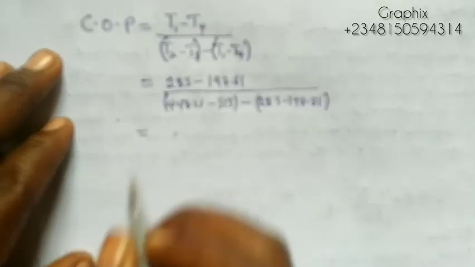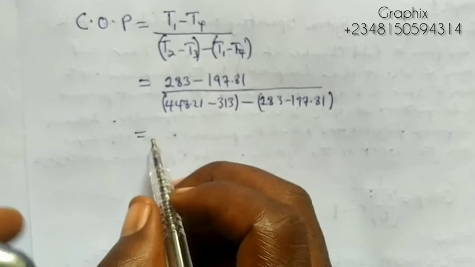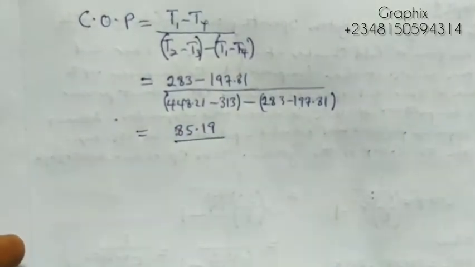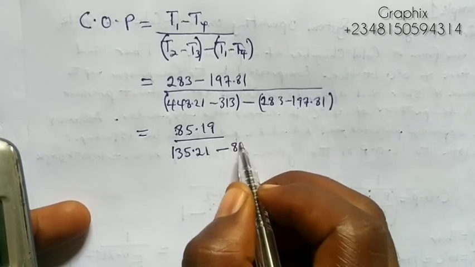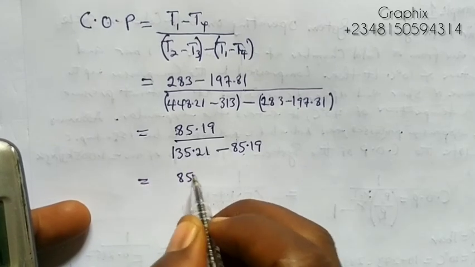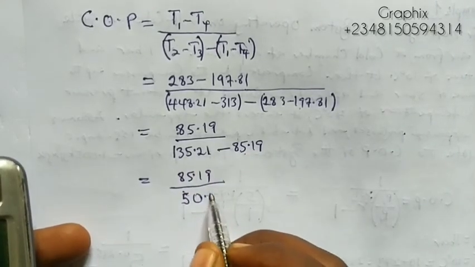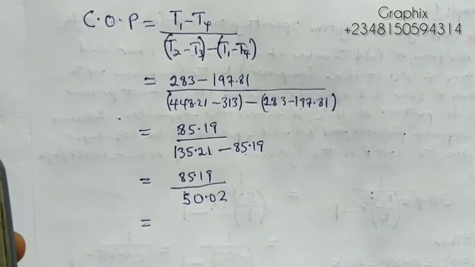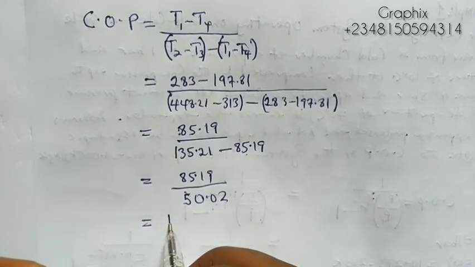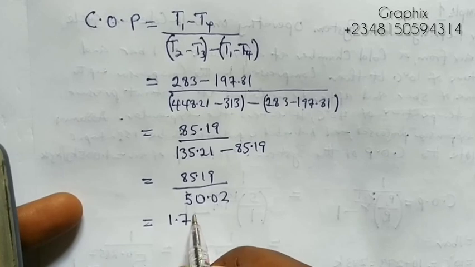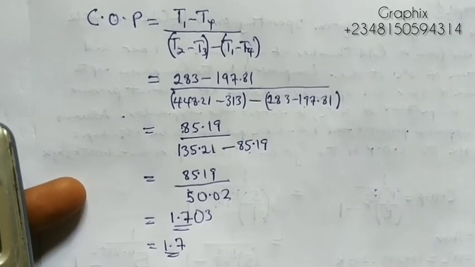So from here we can do our work. If you subtract these two, you'll have 85.19 all over 135.21 minus 85.19. Now if you subtract these two, you'll have 50.02. Now if you divide 85.19 by this answer, you'll have 1.703, approximately 1.7. So that is the COP.